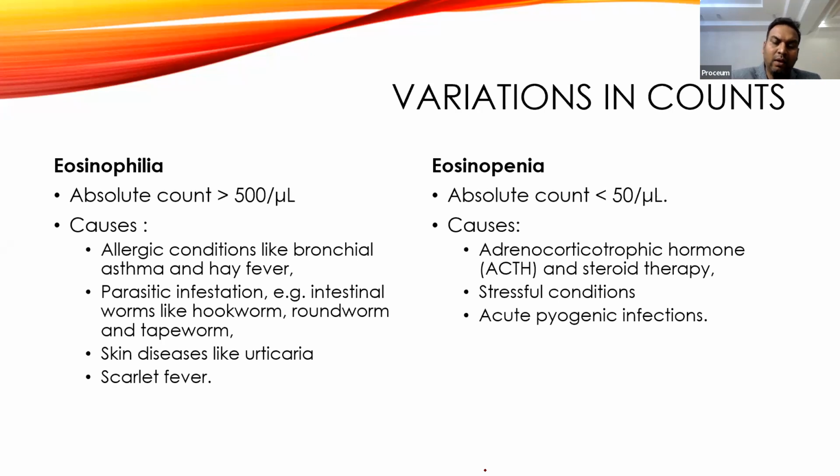Okay. Then eosinopenia, when the count goes below 500 per microliter, and it is usually when there is increased stress or when there is increased pathogenic infection, or when we treat the individual with steroid therapy.